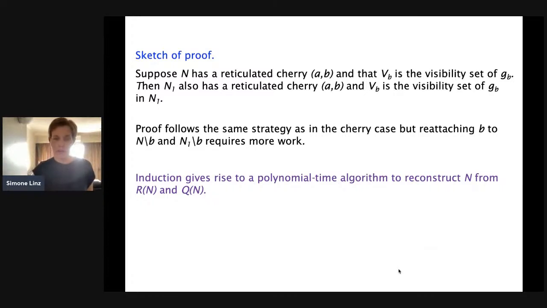Because the proof is by induction, it's quite nice because we get a polynomial time algorithm to reconstruct N from R of N and Q of N almost for free. Just by inspecting the induction, we get this algorithm, and it's a polynomial time algorithm.